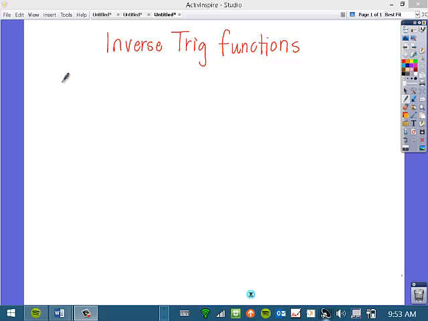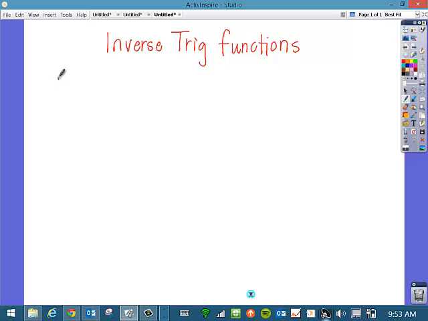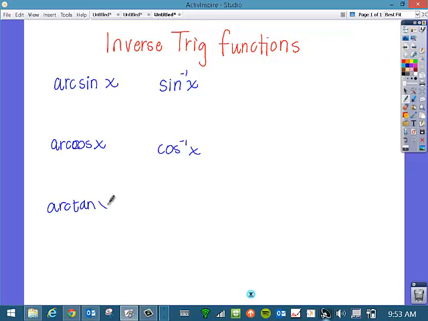Hello, today we are talking about inverse trig functions. Inverse trig functions are things that look like arcsin of x, or you probably have also seen it as sine with this little -1. So that's inverse sine. Arc cosine of x, or cos inverse, or arc tangent of x, or tangent inverse.